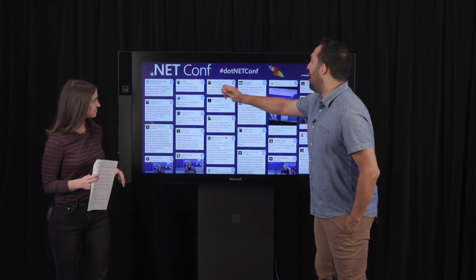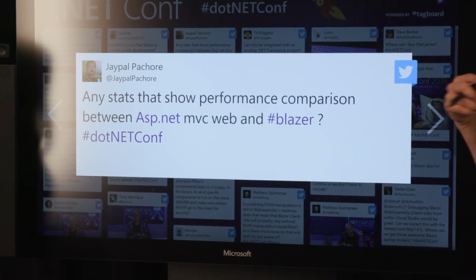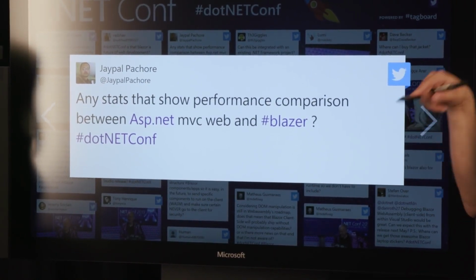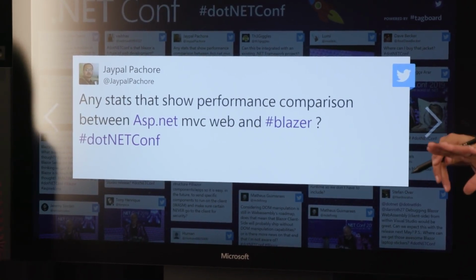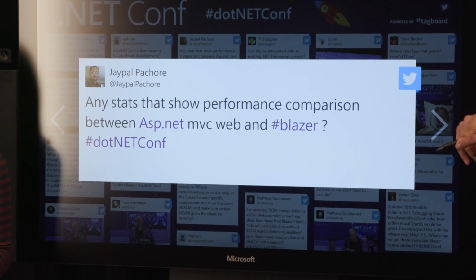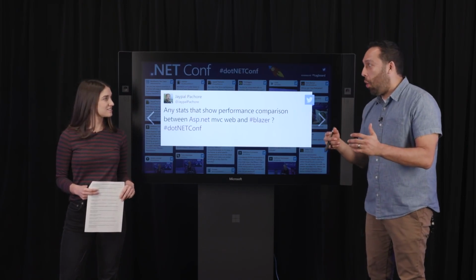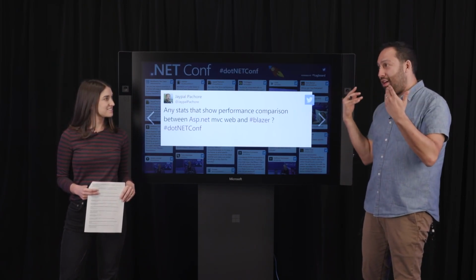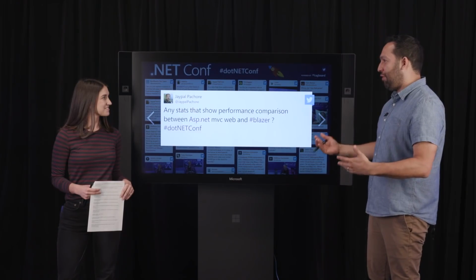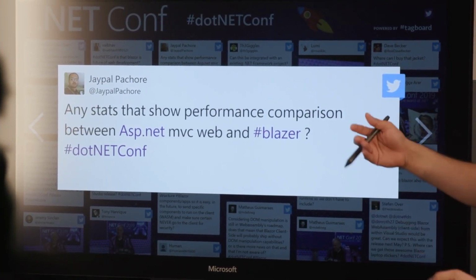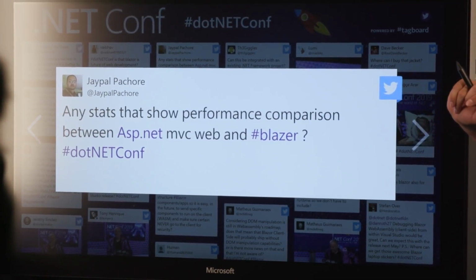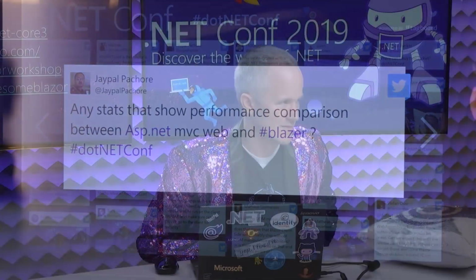All right, so here's another one. This is interesting to me because I remember when this was introduced, I saw Sanderson demo it to me. It was Damian, Edwards, and Fowler. We just sat there, like, holy cow, this is ridiculous. And the first thing I thought was, perf. Is this going to be the same as the other? So, any stats that show performance comparison between ASP.NET MVC Web and Blazor?